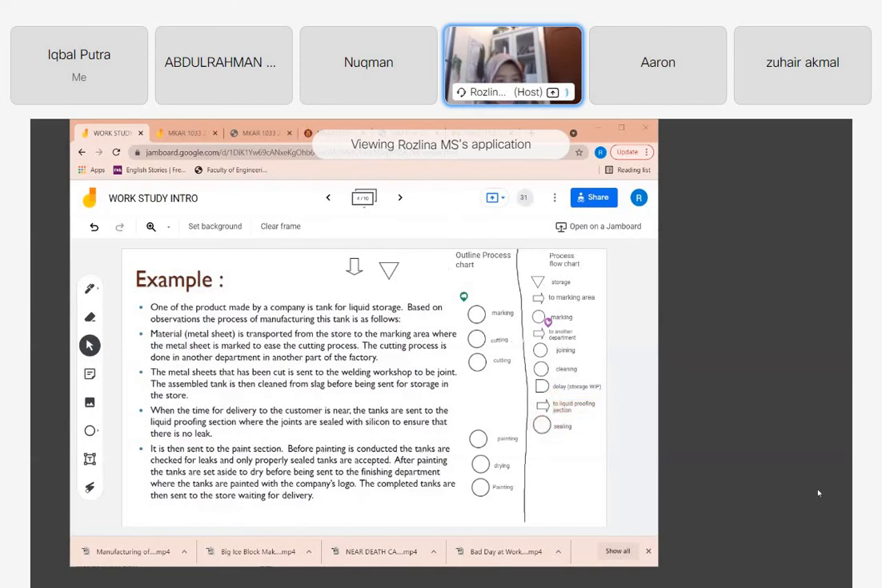And then after silicon, it is sent to the paint section, painting. But before painting is conducted, the tanks are checked for leaks and only properly sealed tanks are accepted. So that means after sealing, it will go to the painting section. So we have the transportation symbol to painting section. And then you have to do the inspection first. Inspection for leaks. And then only you have the painting.